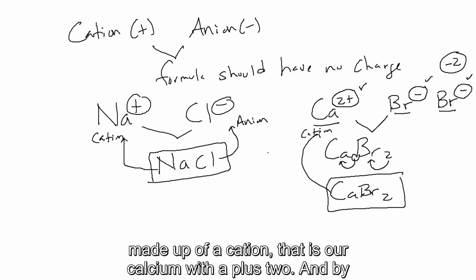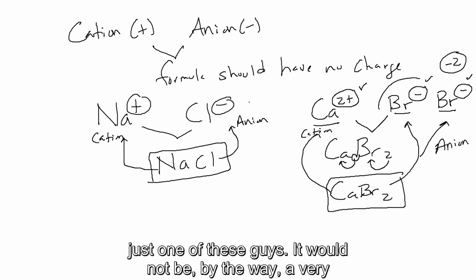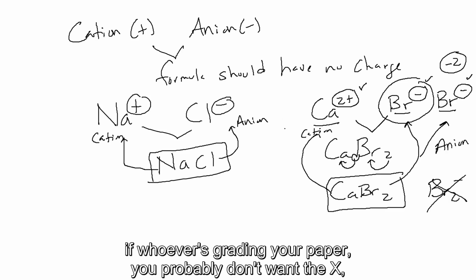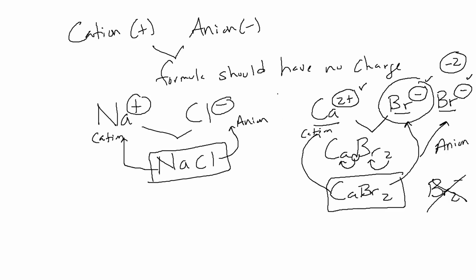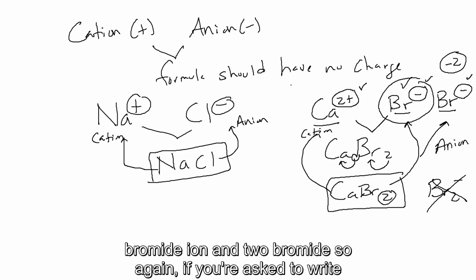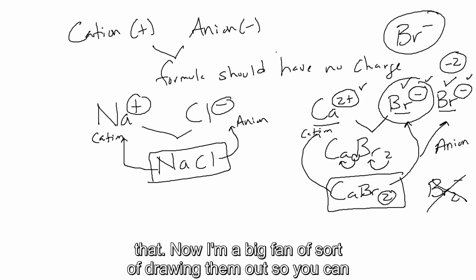That is our calcium with a +2. And by the way, if you needed to write the anion formula, it would be just one of these. It would not be the 2, a very common mistake. Unless you want to lose points, whoever's grading your paper probably doesn't want that. Because that would mean you basically have 1 bromide ion and 2 bromide ions. So again, if you were asked to write the anion for that second one, this is the proper way to do that.